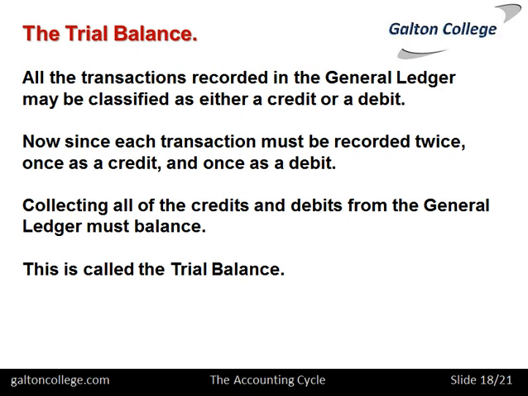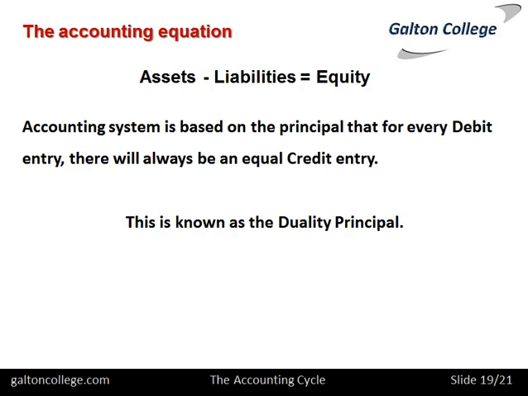Now let's just look at the accounting equation for a second. This is the subject of a separate video, but for the moment we've got assets minus liabilities is equal to equity. Now that's, as I said, established in another video. The accounting system is based on the principle that for every debit entry there's always an equal credit entry, and this is known as the duality principle.